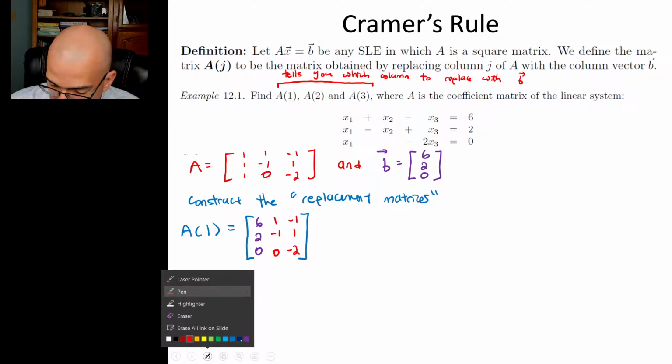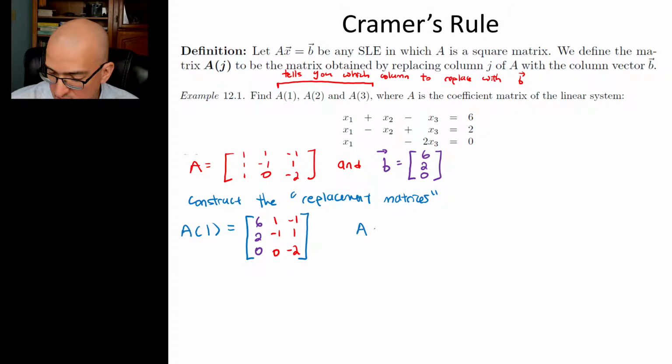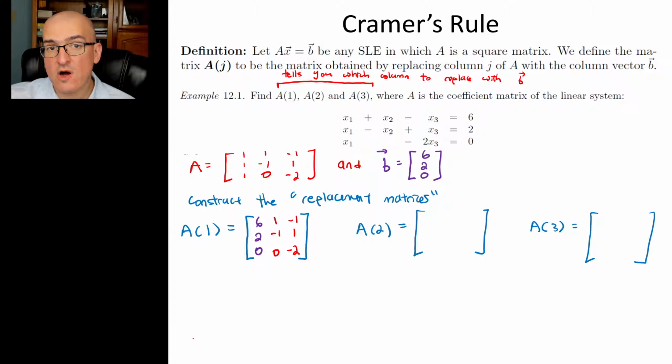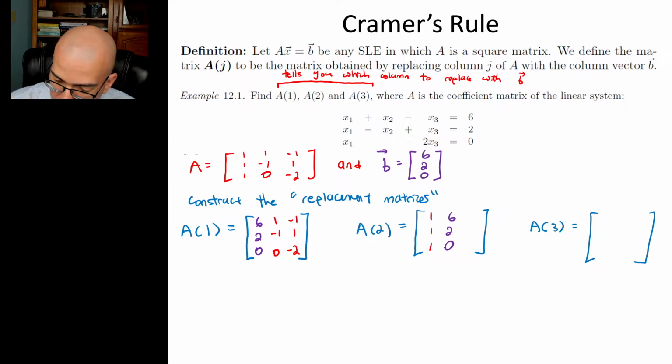We get the same thing for A2. A2 means replace the second column. So I'll leave a space for that. I might as well make A3, leave a space for that one, and then start filling them in. So for A2, the first column stays the way it is. We're not replacing it. We're keeping it as 1, 1, 1. Now the second column gets replaced by 6, 2, 0. And then the third column stays exactly the way it was, negative 1, 1, negative 2.